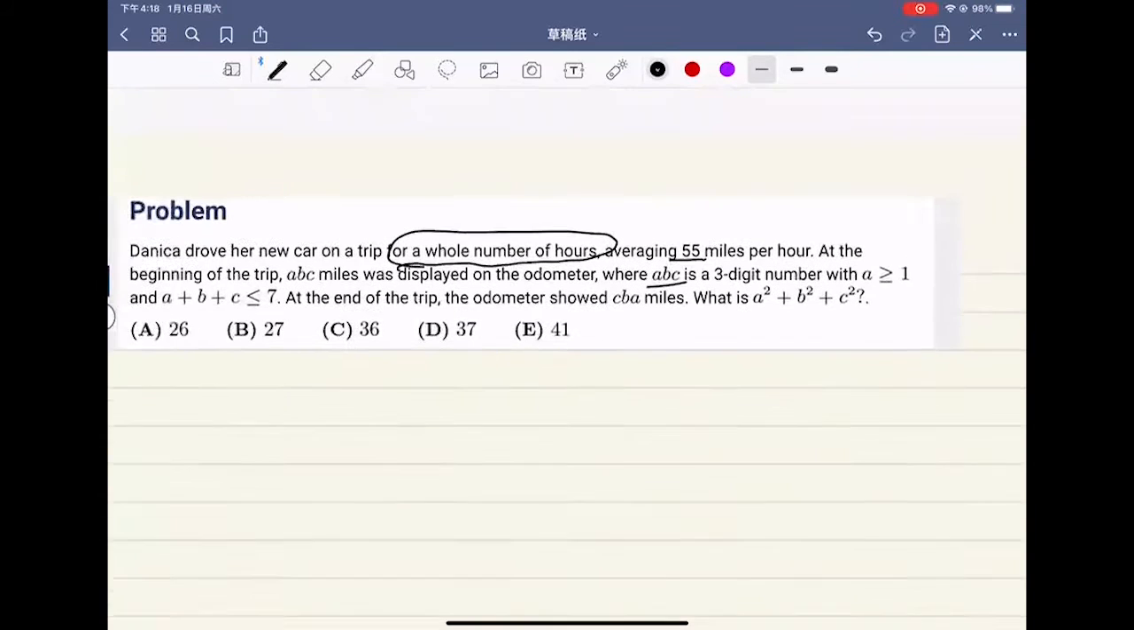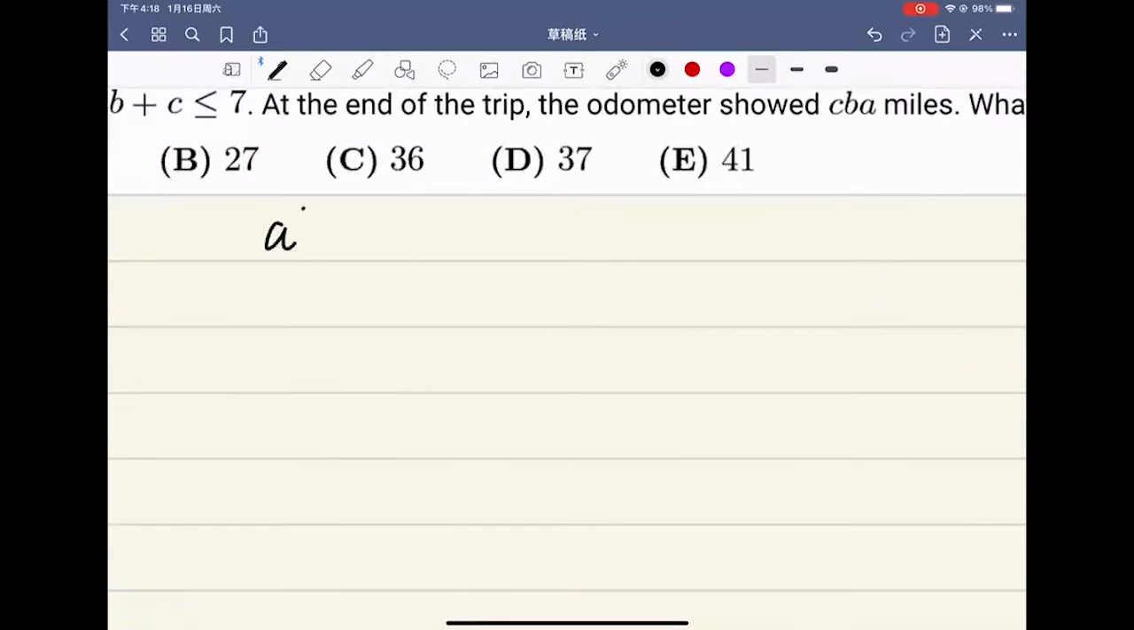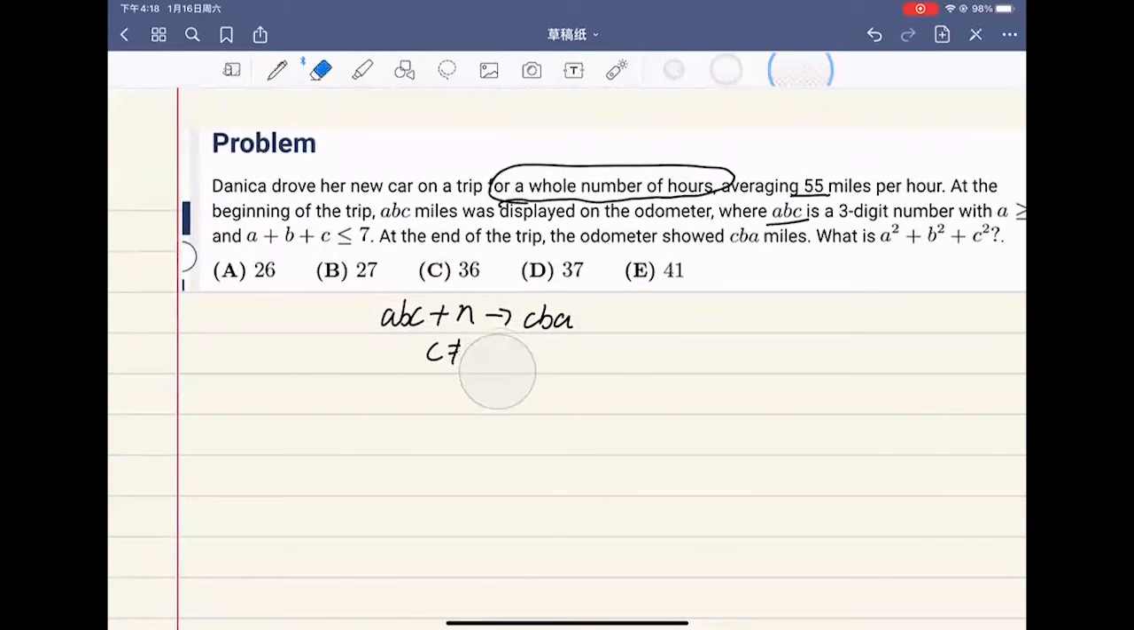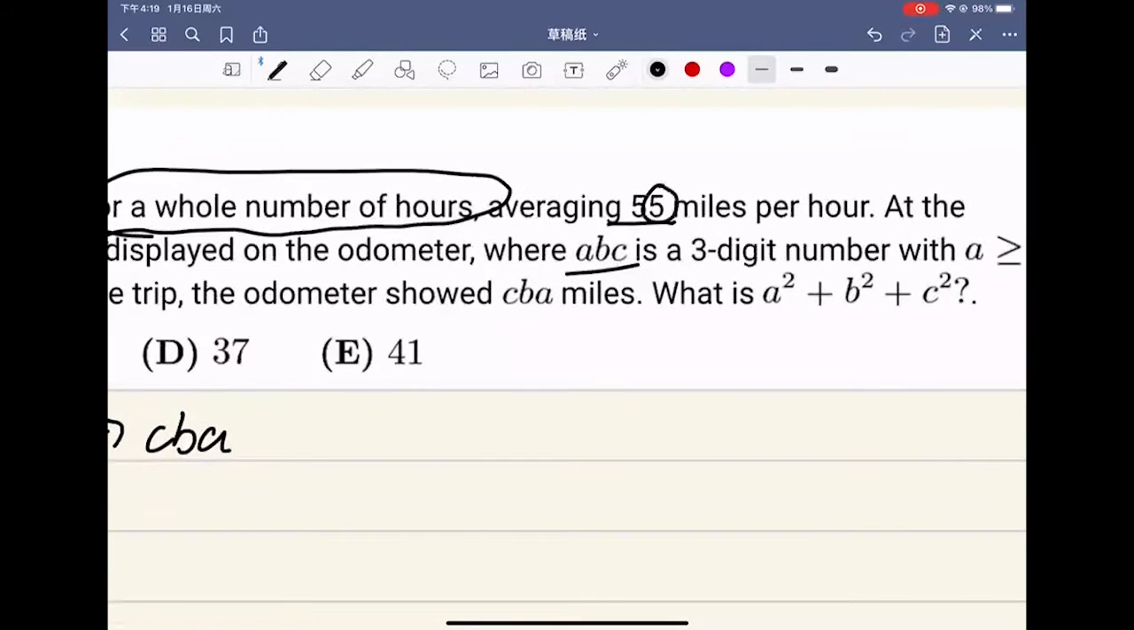Yeah. Okay, first let's look at the numbers themselves. Since ABC is adding a number and then becomes CBA, we can be pretty sure that C doesn't equal 0. That's the first little thing we can do: C doesn't equal 0. And now let's look at the number. Since it is adding 55, it's adding 55 multiplied by something. Let's look at the last digit.